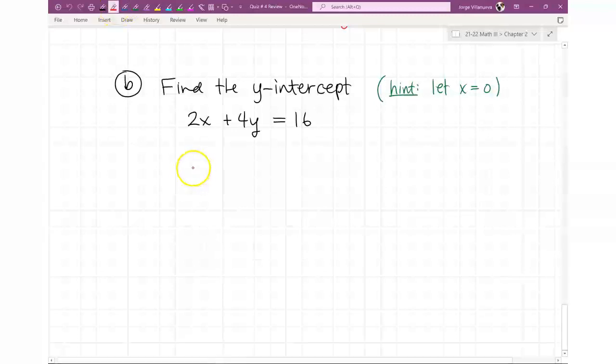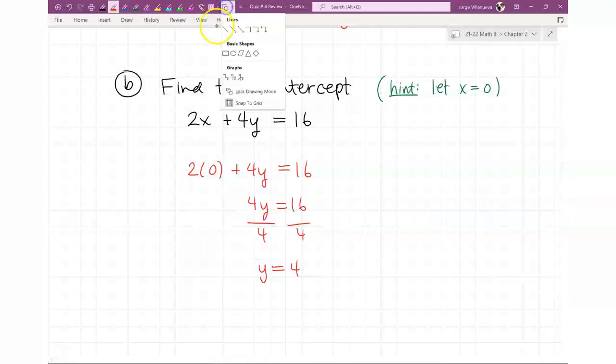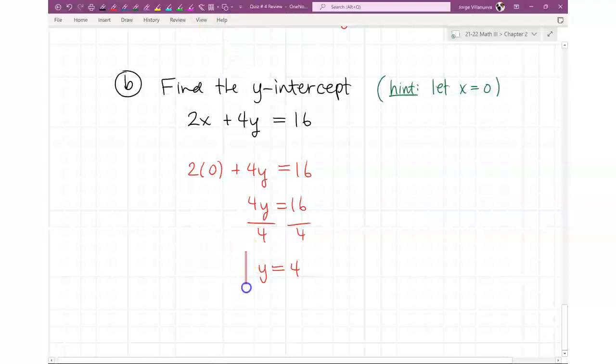So here we go. 2 times 0 plus 4y equals 16. Well, that means 4y equals 16. And if I divide both sides by 4, I get that y is equal to 4. And that's it, guys. That's your y-intercept. And that is our review for this quiz.